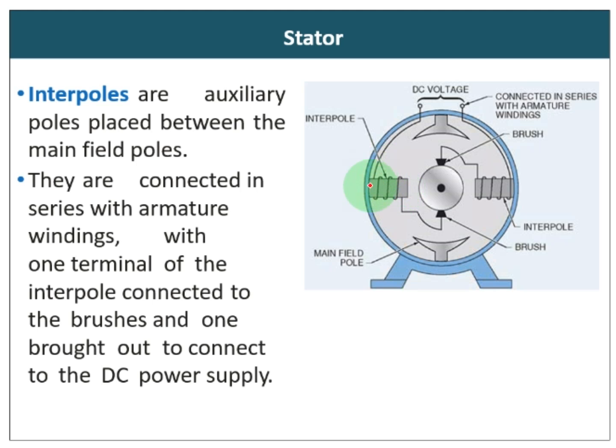So one end of this coil is connected to the brushes to give the current to the armature windings, and then coming out here and going back to the power supply. So one end of this interpole winding is connected to the brush, and the other end is connected to the DC power supply.